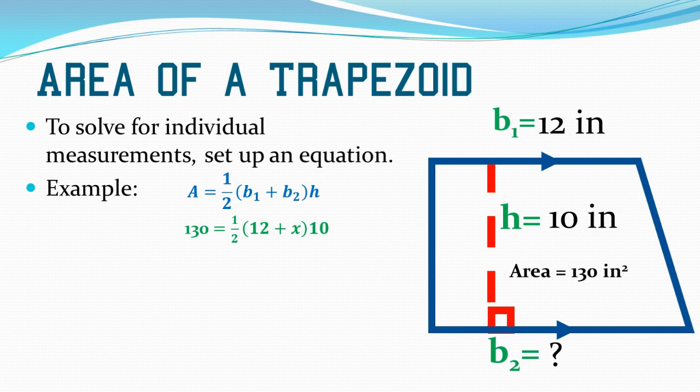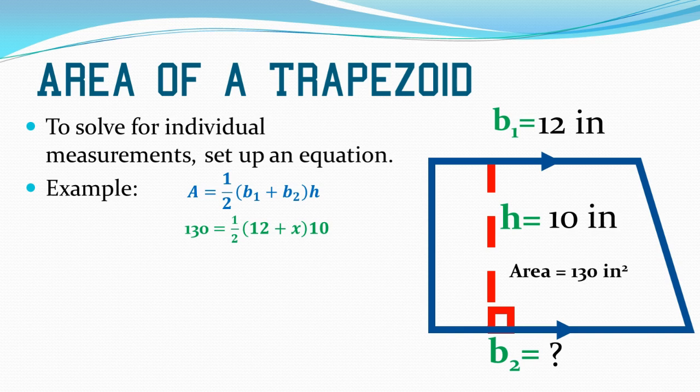So I'm going to plug everything I know in. I know that the area is 130 inches squared. I know that base 1 is 12 inches. Base 2 is unknown, so I put in a variable, and the height is 10. This gives us a complex multi-step equation: 130 equals 1/2 times (12 plus x) times 10.